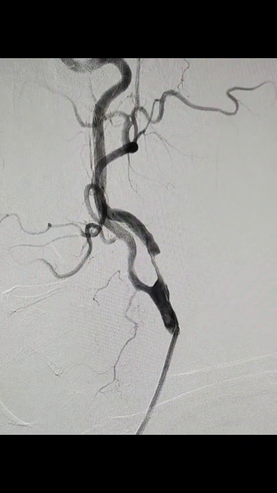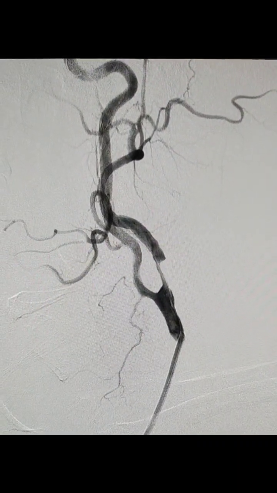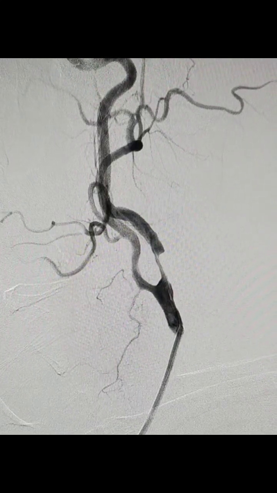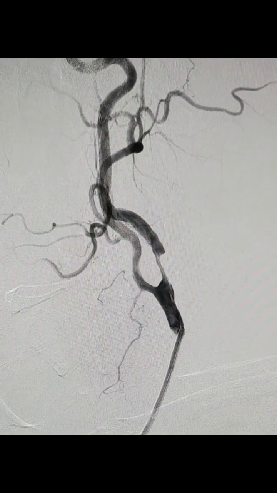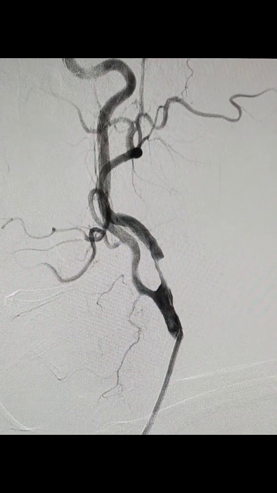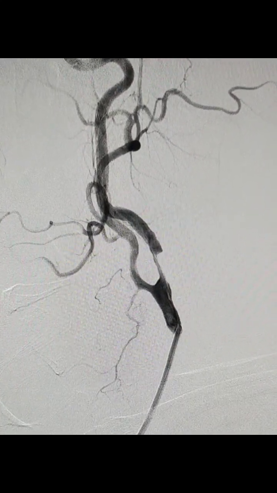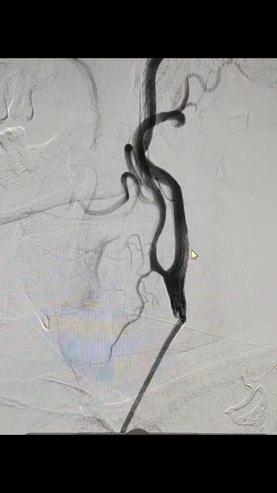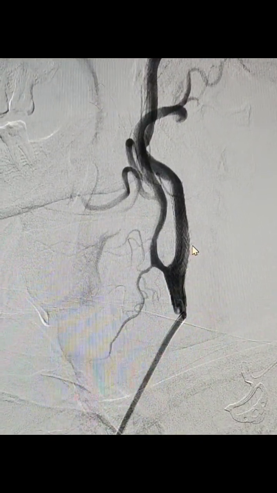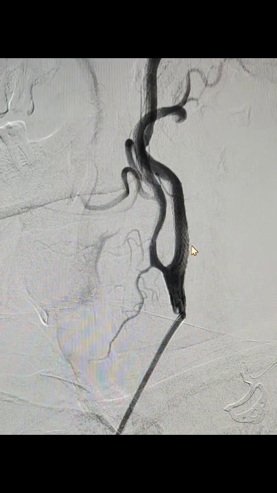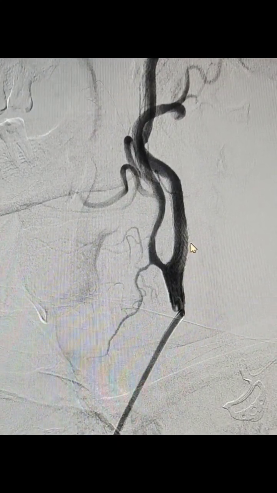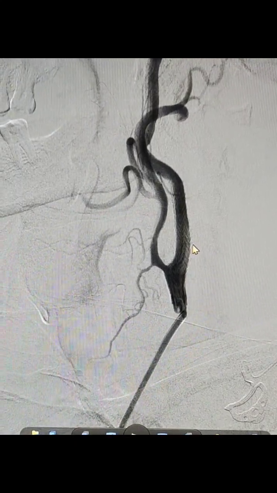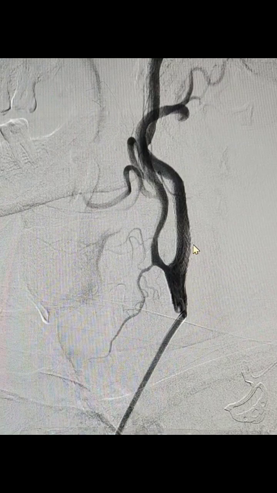This is a 60 years old male who has left internal carotid artery stenosis near the bifurcation of the external and internal carotid artery. You can see here, and we did the carotid angioplasty. This is before the angioplasty, and this still image is of the digital subtraction angio after the deployment of the stent. So let's see the details of this procedure of this left internal carotid artery angioplasty.